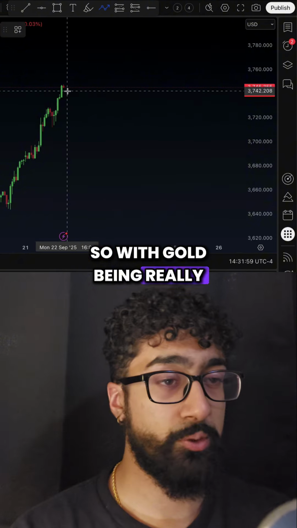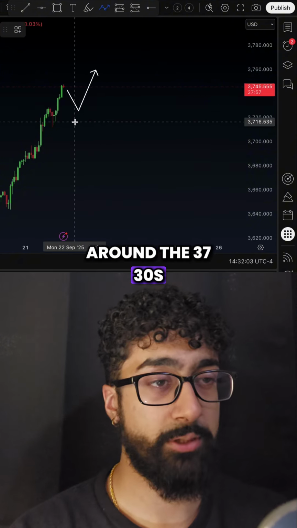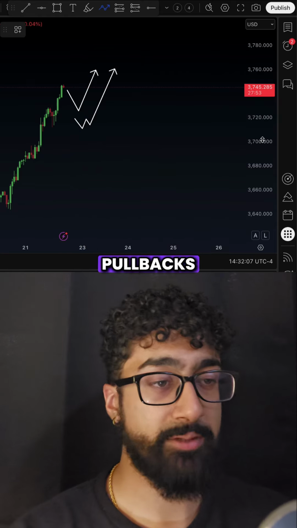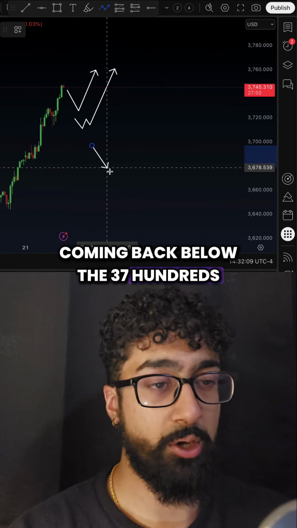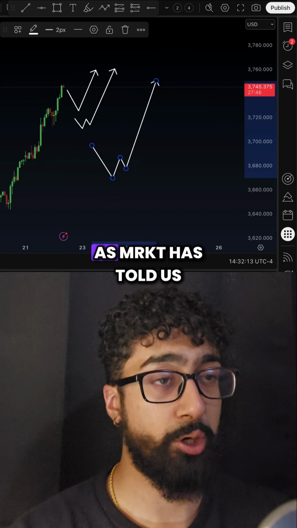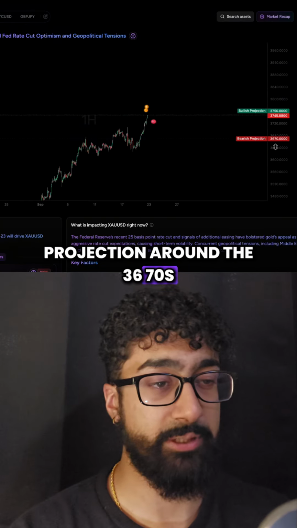So with gold being really bullish, I'll just be looking for pullbacks from these areas around the 37.30s, around the 37.15s. And if gold does some deeper pullbacks coming back below the 3700s, I'll just be a lot more patient, as we can get some deeper corrections and pullbacks as the market has told us. And also with this bearish projection around the 3670s.